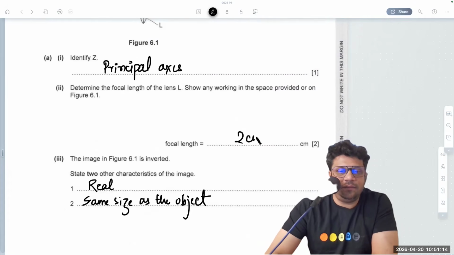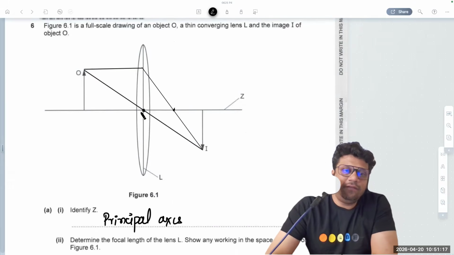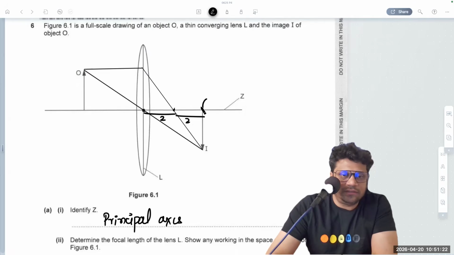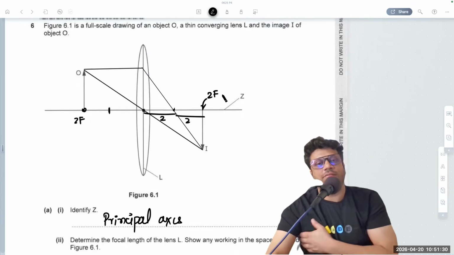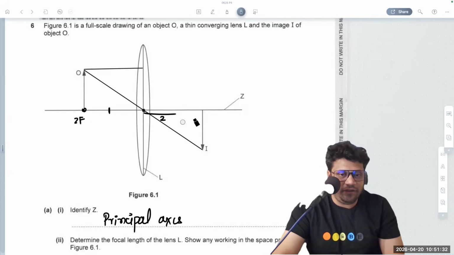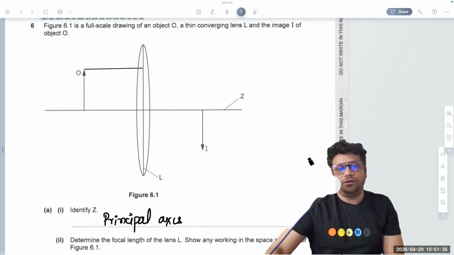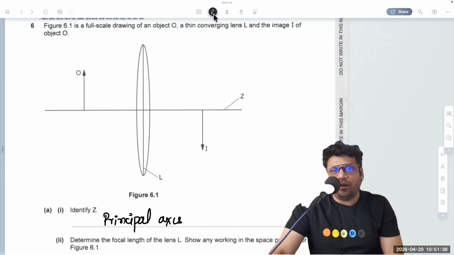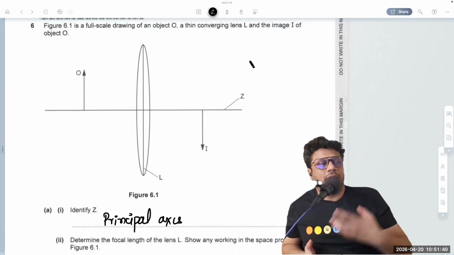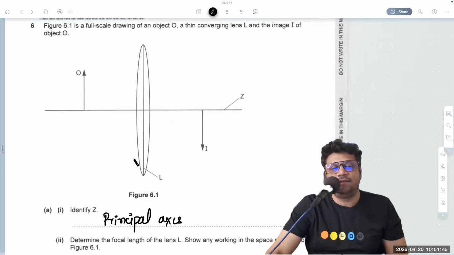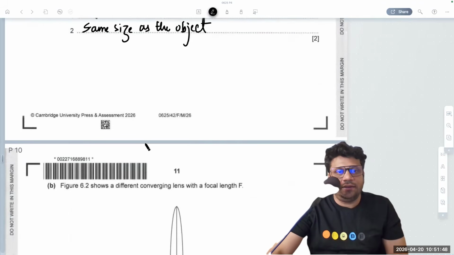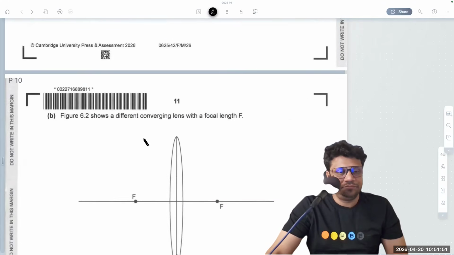Focal length about 2 centimeter. It feels like this length and this length is the same. So if it's 2, this is 2. So this image looks like it's at 2f. This object looks like it's at 2f also. And that is why the image and the object are the same size. That's what it feels like to me. I don't have a ruler to say, but I'm pretty sure when the objects are at 2f in front of a lens, the image is also supposed to be the same size. So that is why I think there is no magnification at all.